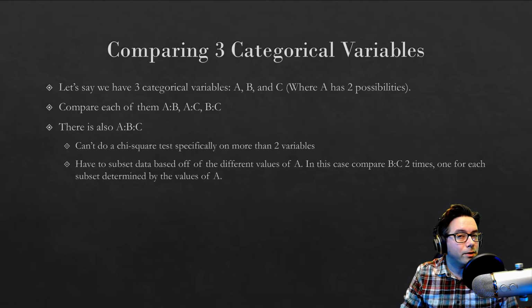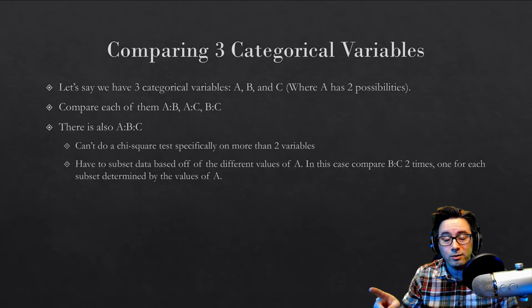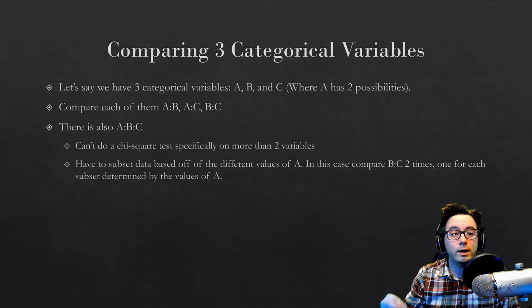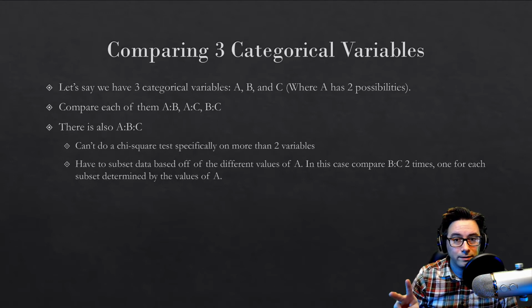But what if there are three variables that we're considering? So let's say A, B, and C. Then we have to compare A and B, A and C, and B and C. But we also have to see if there's a relationship between all three altogether. One of the things I want to talk to you about is how we do that, because a chi-square test can only compare two variables at once. So how can we compare three or more variables at the same time?